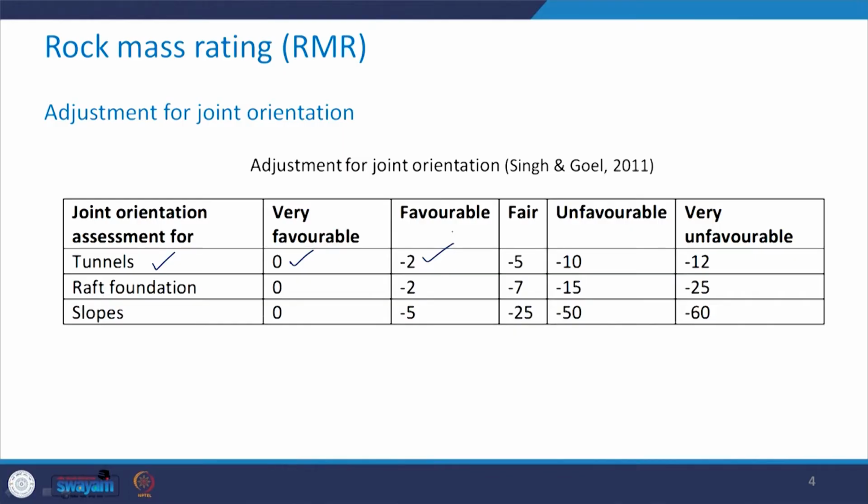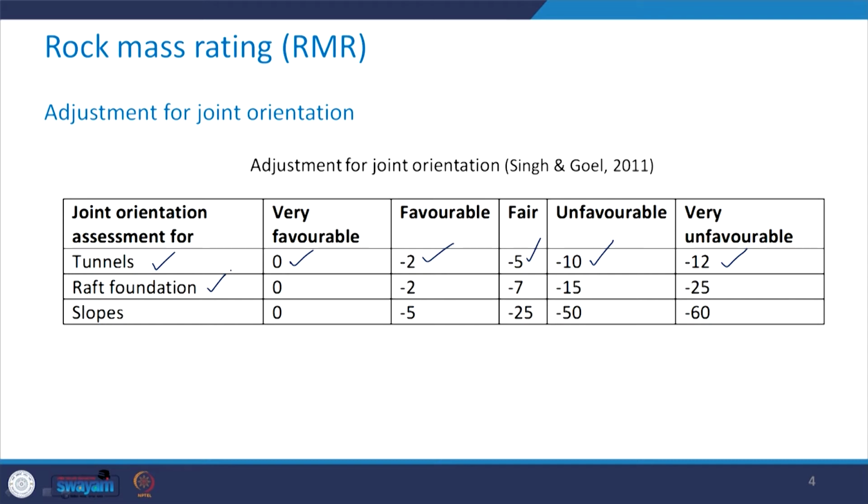For example, you take the case of the tunnel. In case the orientation is very favorable, then you do not need to apply any correction for the joint orientation. If it is favorable, then whatever RMR basic you have obtained, minus 2 is going to give you the final RMR value. Likewise, you can see that for fair it is minus 5, for unfavorable condition it is minus 10, and for very unfavorable it is minus 12.